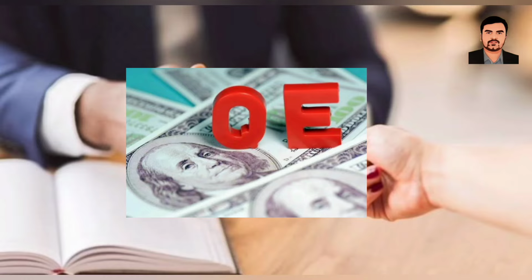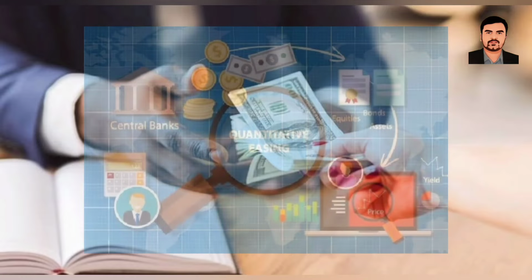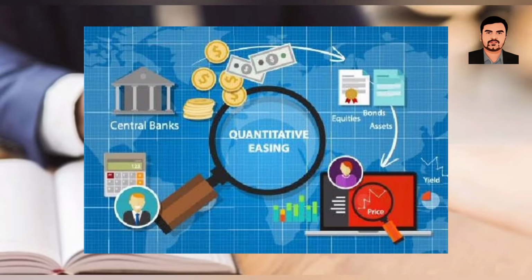So what is quantitative easing? Quantitative easing is one of the monetary policies in which a country's central bank, say the US Federal Reserve, purchases securities in the open market to reduce interest rates and increase the money supply. Securities are like bonds. So they buy the bonds, in return they pay cash, and they inject liquidity into the market, and basically it increases the money supply in the economy.